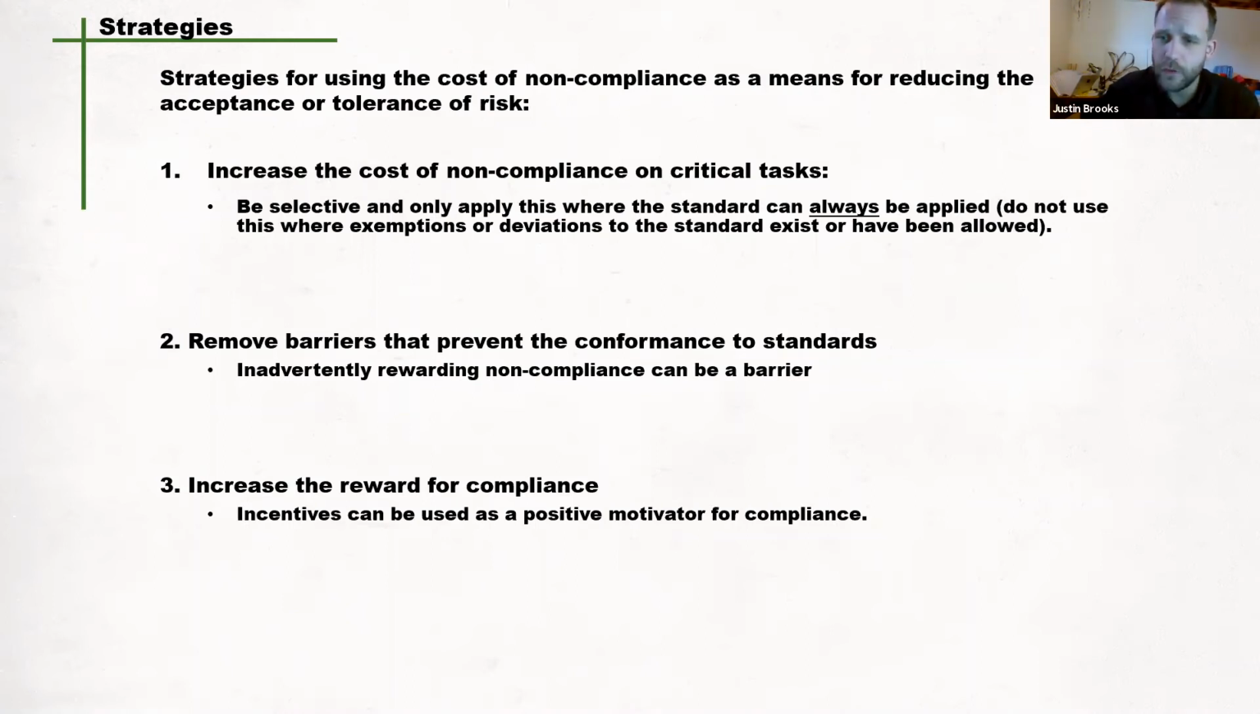Some strategies for using the cost of non-compliance as a means for reducing the acceptance or tolerance of risk are, number one, increase the cost of non-compliance on critical tasks. Be selective and only apply this where a standard can always be applied. Do not use this where exemptions or deviations to the standard exist or have been allowed. Number two, remove barriers that prevent the conformance to standards. Inadvertently rewarding non-compliance can be a barrier. And number three, increase the reward for compliance. Incentives can be used as a positive motivator for compliance.